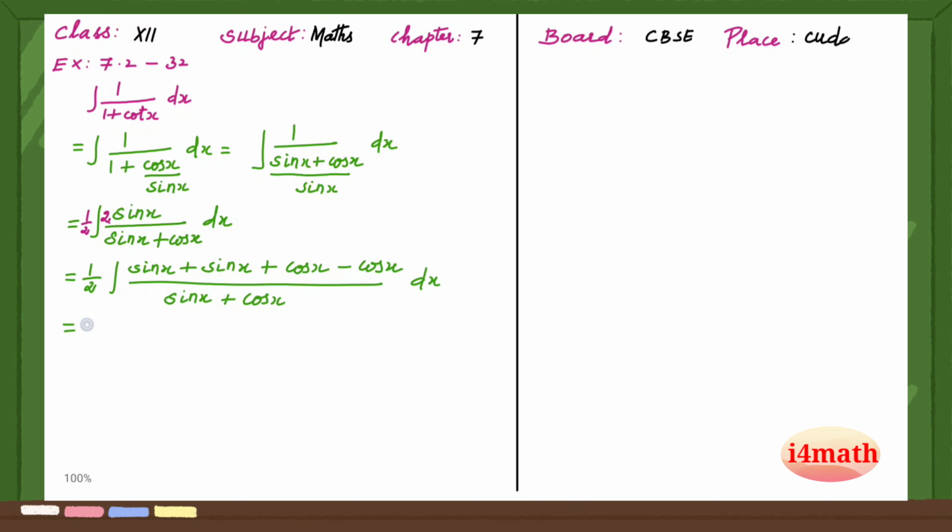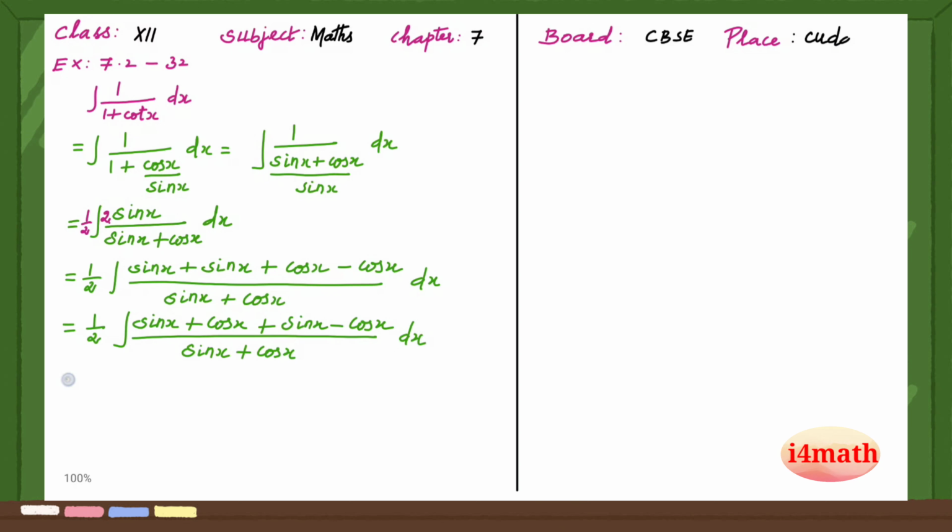Now 1 by 2 integral. You see the denominator sin x plus cos x there, so combine one sin x and cos x, and then the rest of the terms: sin x and then minus cos x, divided by sin x plus cos x into dx.